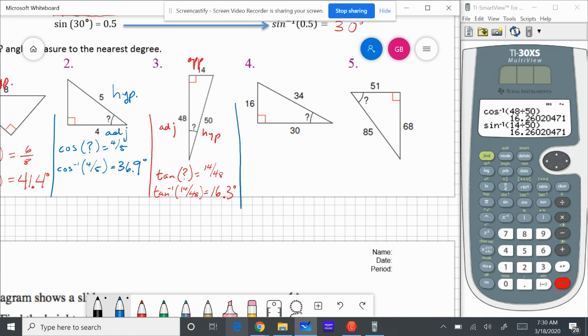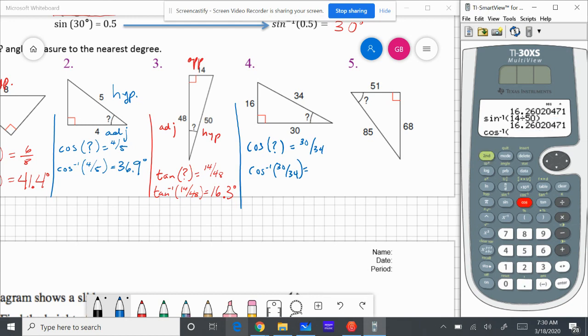All right, so number 4, we could use any ratio because we have all 3 sides. So I'm going to use the cosine this time. So the cosine is adjacent over hypotenuse, 30 over 34. So the cosine inverse of 30 over 34 is 28.1.